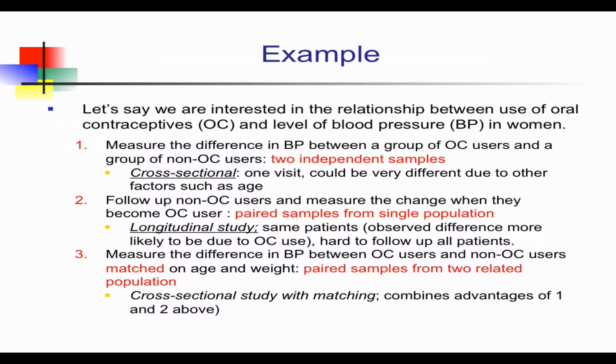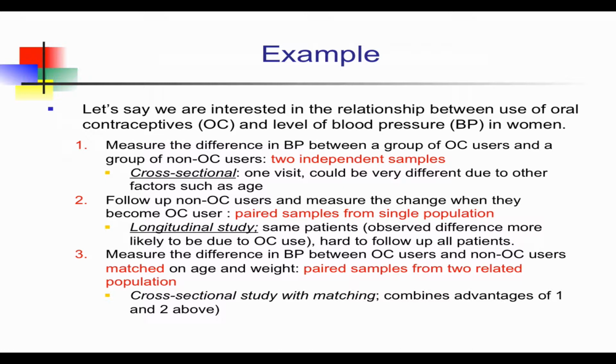The advantage of this design is that it's very simple and easy to carry out. The disadvantage is that if you observe a difference in blood pressure between these two populations, there are a lot of confounding factors. For example, your first OC user sample might have a higher age than the second sample, or they might be more obese on average. So this type of design is very prone to confounding factors.